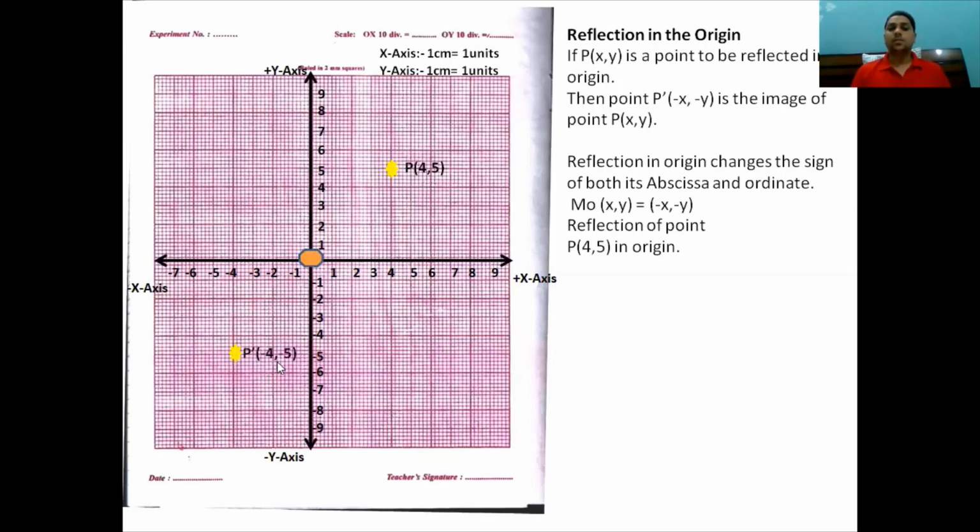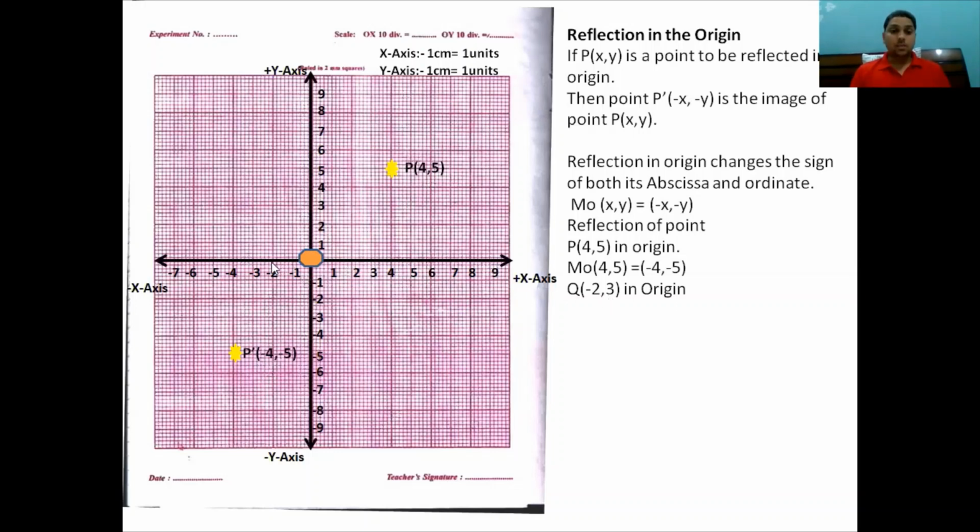This will be (-4, -5). This is the point from which it is reflected here. In that case, we had reflection along the x-axis and y-axis. Now it is reflected in the origin. So whenever it is reflected in the origin, what we have to do is just change the sign of both abscissa and ordinate here.